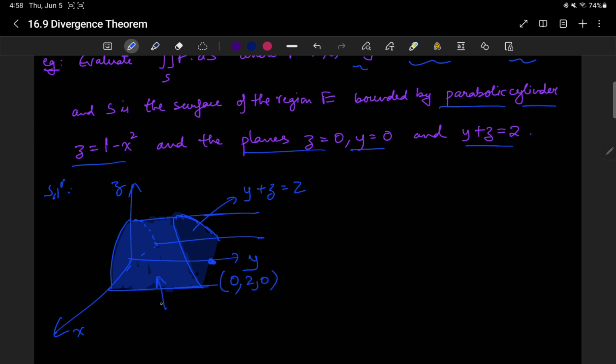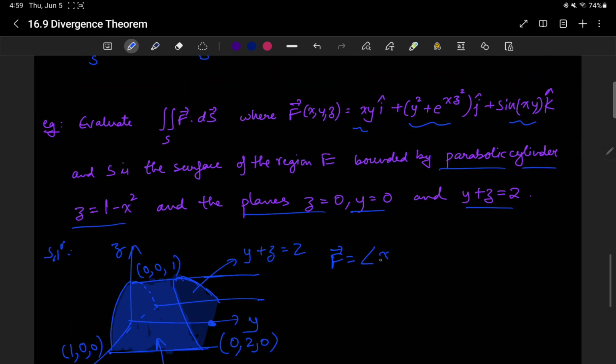This surface is the whole z equals 1 minus x squared. That gives it the parabolic shape. This is 0, 0, 1, and this here is 1, 0, 0. All right, what's my field?